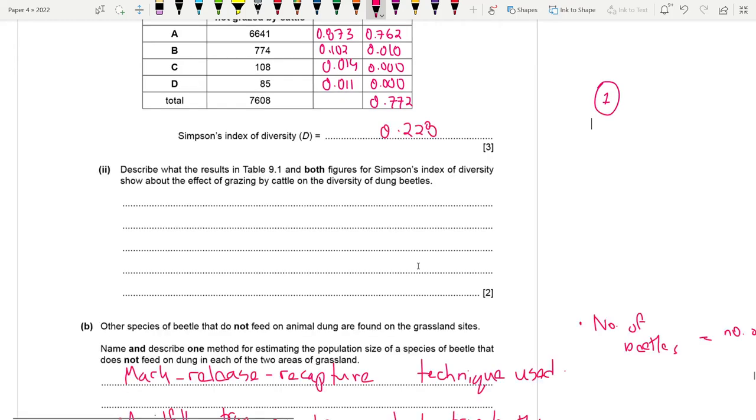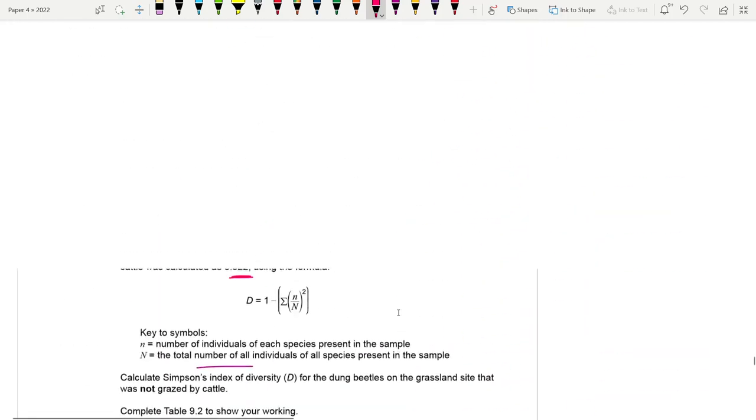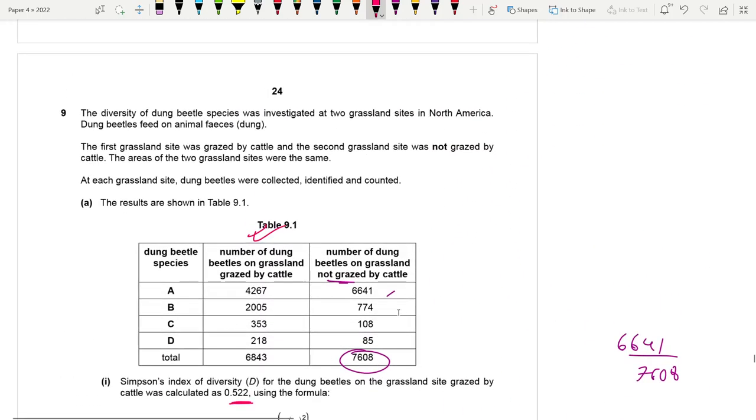So let's give the reasoning. We can say that there is a greater species evenness on grazed grassland. Or you could say that there's mostly only one species, right? This one.